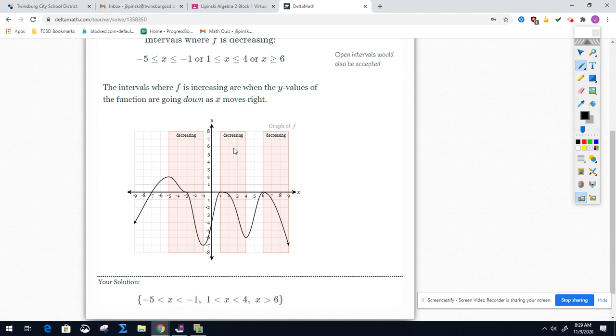So again, kind of follow that. If it asks for increasing, it would be what? It's increasing, x is less than negative 5. It'd be increasing from negative 1 to 1 and increasing from 4 to 6. So you want to try to give those problems a shot and just follow that along from left to right.